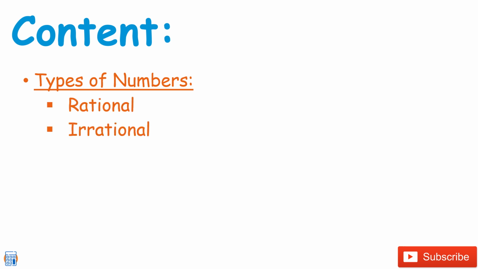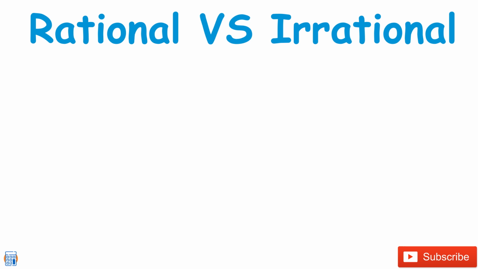So the content, we're going to go through the different types of numbers. I'm going to break this down into rational and irrational numbers. And then we're going to end it off with a quick analogy of BODMAS. So, going straight into it, rational versus irrational.